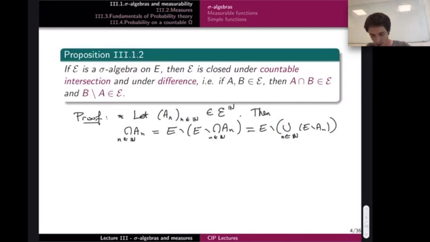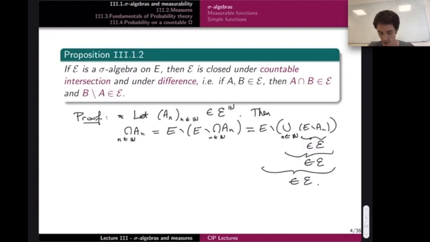I just need to notice that by definition of a sigma algebra, this thing here is in calligraphic E. It's in the sigma algebra, by closedness under complementation. Then it's a countable union of elements of the sigma algebra, so this is again in calligraphic E. Now I have E minus an element of calligraphic E, so all this is itself in calligraphic E. So the intersection of all A_n is still in the sigma algebra.